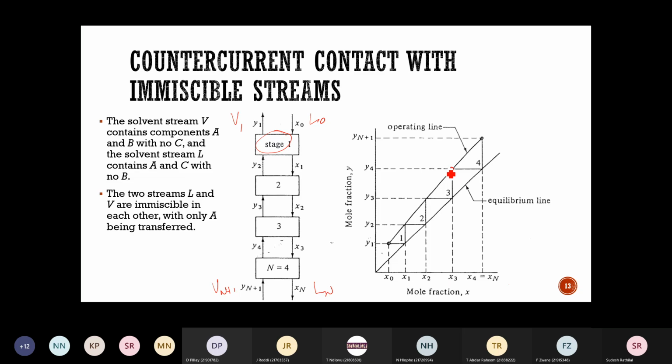then I get y4 and x3. If I go to my diagram, y4 and x3 are next to each other. They're on the same side of the stage. So that is how we got the operating line. You can consider any point, y3 and x2, etc. People, questions here?